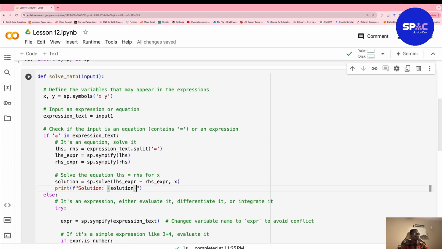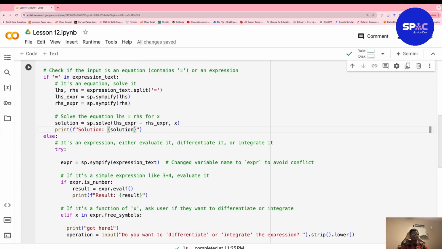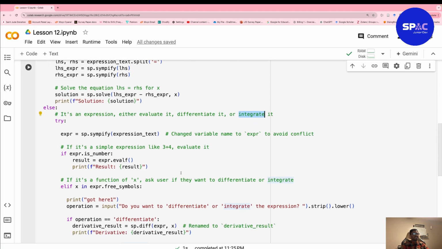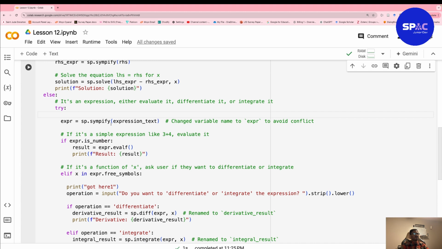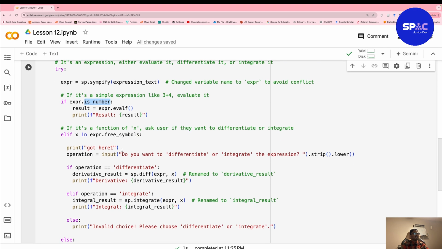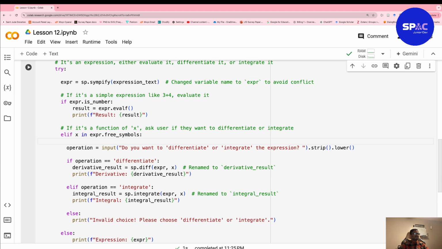So if there is no equal to, that is, it's just an expression, right? I just want to evaluate it or differentiate it or integrate it. Then I will say if it is a number, just evaluate. So imagine that you just have 3 plus 4 or 4 plus 5 and there's no equal to, it will just evaluate it. But if not, let me remove this, I was trying to debug, you don't need to write that. If not, then I will ask the person if they want to differentiate or integrate.